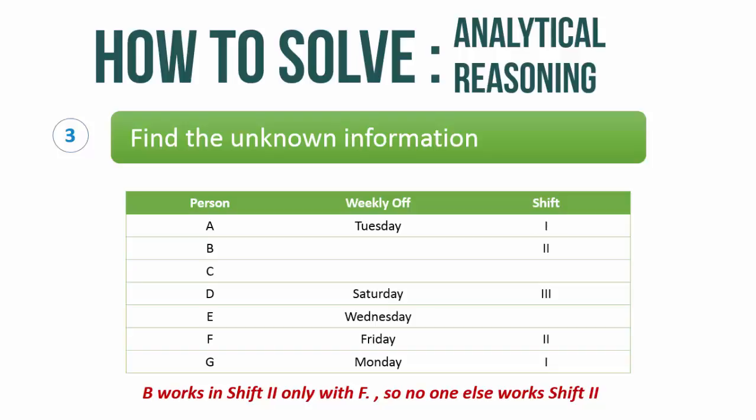Therefore, since we had arrived at the conclusion that A works in either shift 1 or shift 2, we know now that A does not work in shift 2, so A works in shift 1. This information is derived. It was not directly told to us. We had to come to this conclusion on the basis of the given facts. Hence, this qualifies as unknown information.